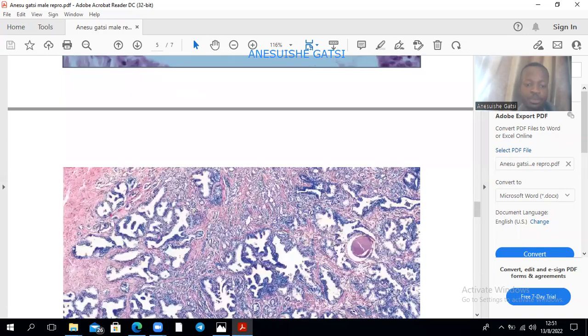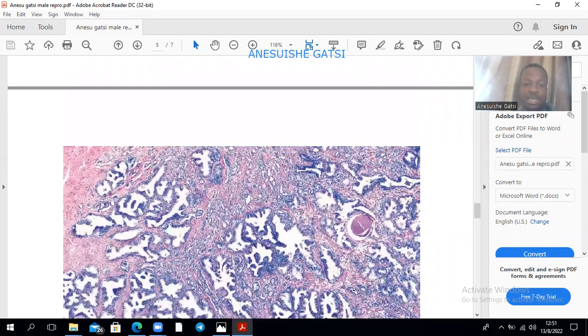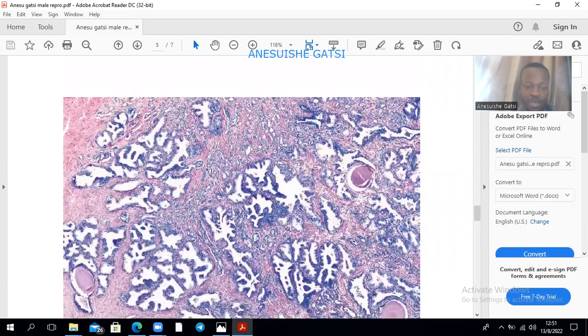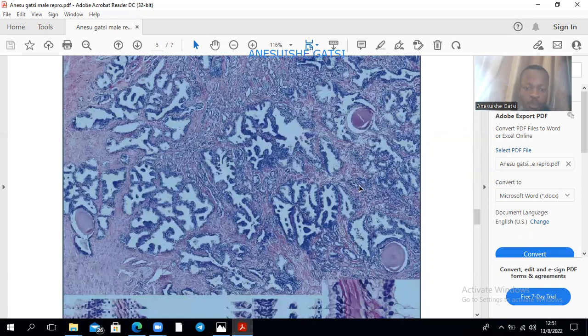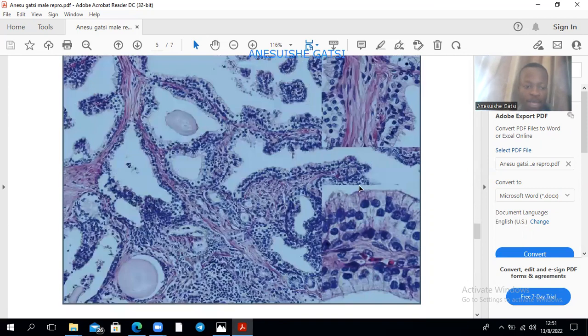Then this here is prostate gland tissue. There we can see some bit of the capsule of the prostate right over there. Then this right over there, that's the prostatic concretion that I was talking about, your corpora amylacea. That's higher magnification. You can see the corpora amylacea there.